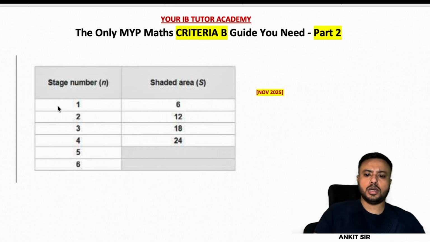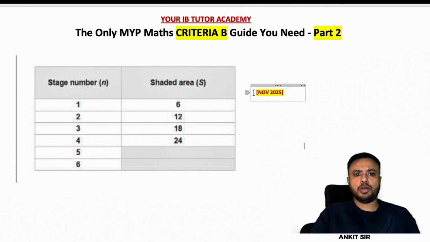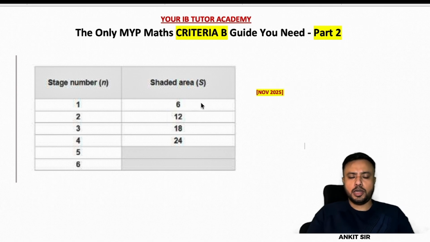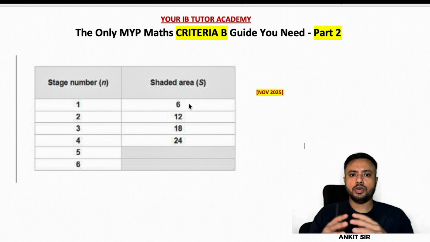So let's get started, guys. This is the pattern which came in November 2025. I will explain for this particular pattern how you're going to figure out the general rule and how you're going to test, justify, and verify the general rule.